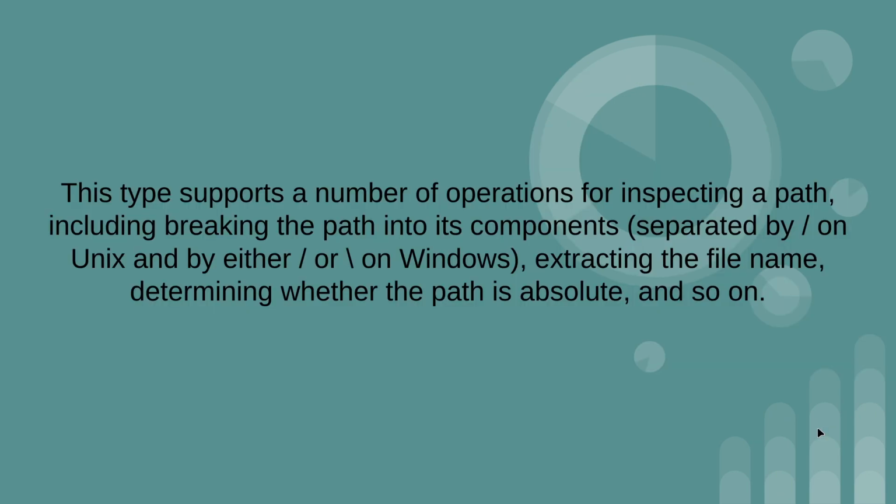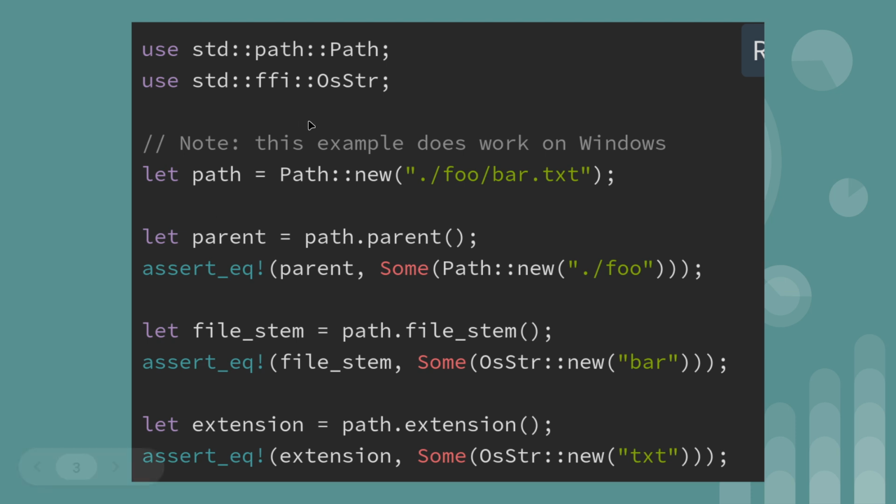So the type supports a number of operations for inspecting a path, including breaking the path into its components separated by a / on Unix, Linux, Mac OS X, and either / or \ on Windows, extracting the file name, determining whether the path is absolute, and so on. Here's the example from the Rust documentation.